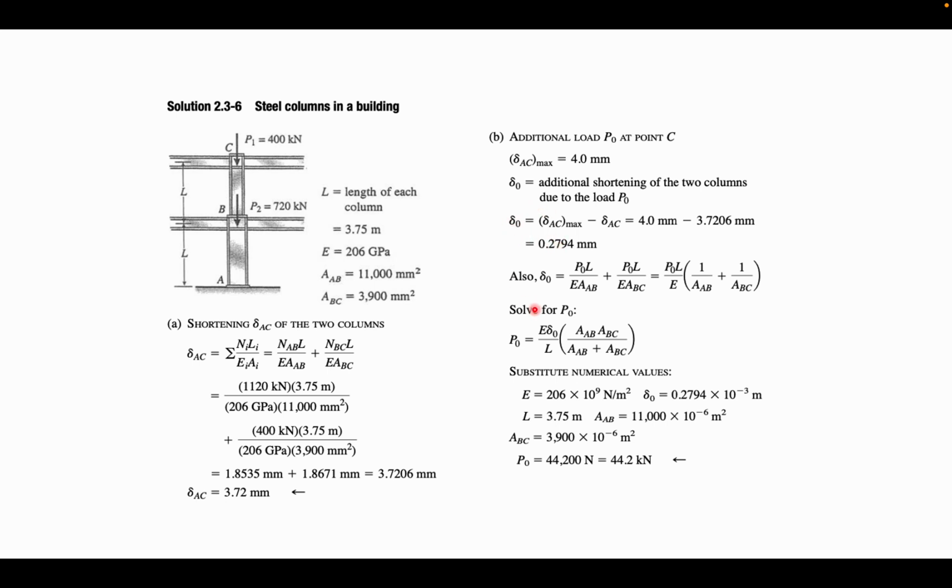So here we have the expression using the formula of delta: P0L divided by EAAB plus P0L divided by EABC. Here we take a common P0L divided by E, and this is what is left inside the brackets. Now after solving for P0, since we know the other values, we get the value for P0 as 44,200 newtons, which is equivalent to 44.2 kilonewtons. This will be the additional load P0 at point C.